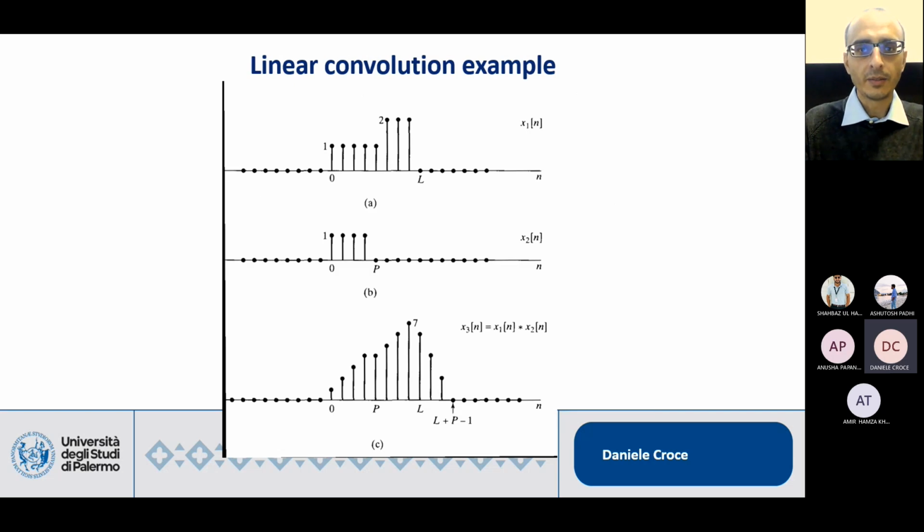Let's see another example. Here you have an example of a linear convolution of these two sequences. Okay? And the result of the linear convolution is of length L plus P minus 1, as I said before. The first sequence has length L, the second sequence has length P, and the linear convolution has length L plus P minus 1. Okay? Is it clear?